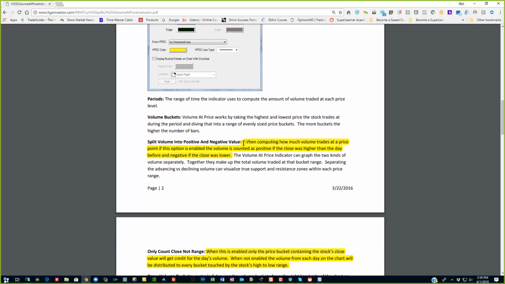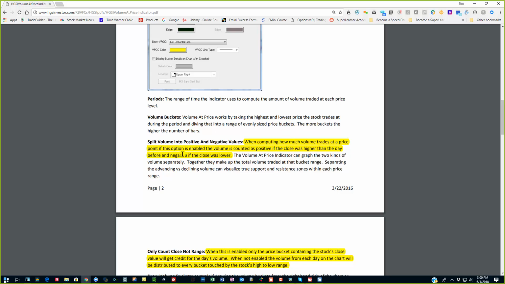But what I have done here, and I didn't highlight all this, you should read through all this. I probably should have highlighted this. Volume at price works by taking the highest and lowest price the stocks trade at during the period and dividing that into a range of evenly sized price buckets, and you'll see that too.